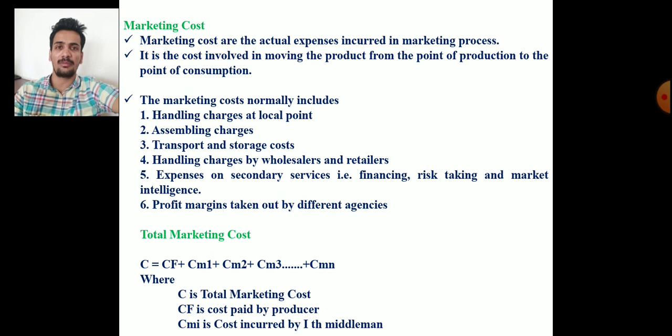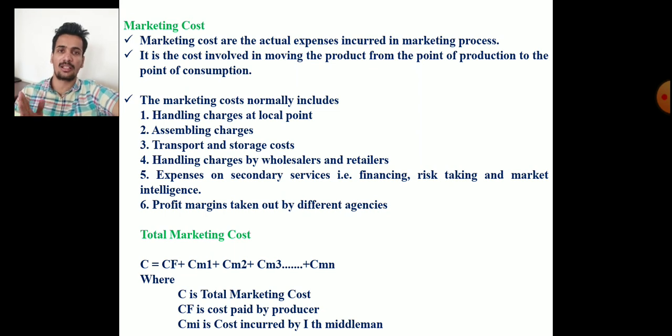That marketing cost may be loading and unloading charges, commission agent charges, and gunny bag charges, meaning packing material charges. These are the costs incurred by the producer at the time of selling his produce to the first middleman. It may be a primary wholesaler or secondary wholesaler. Then what is CM1? CM1 means the first middleman in the marketing channel.